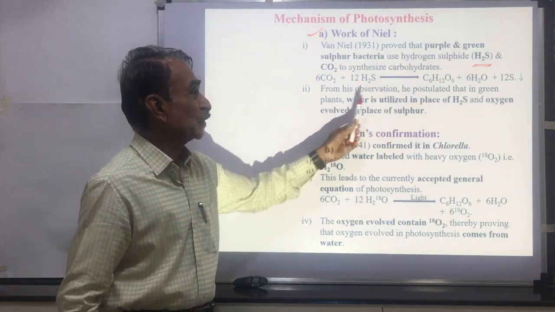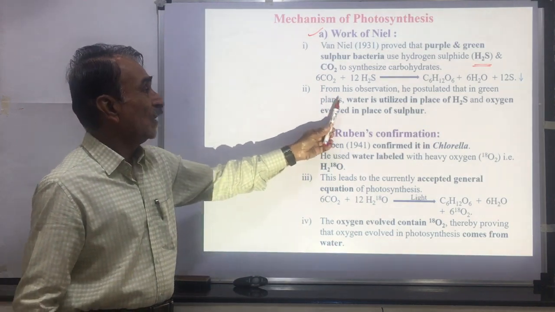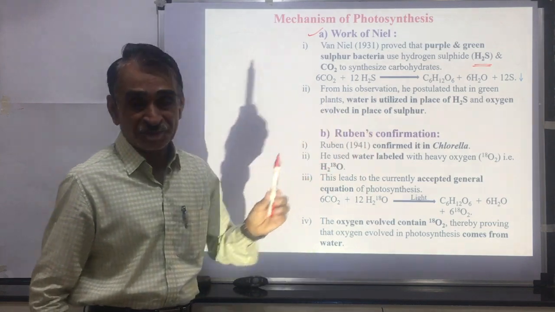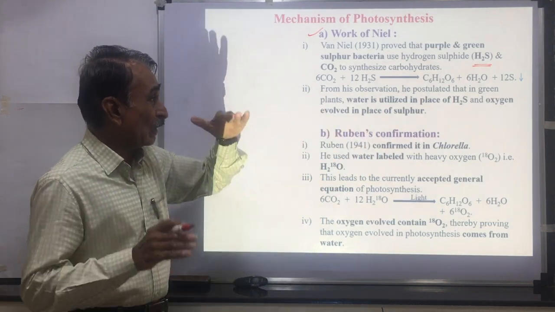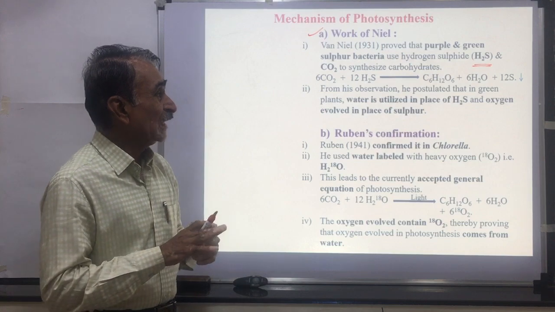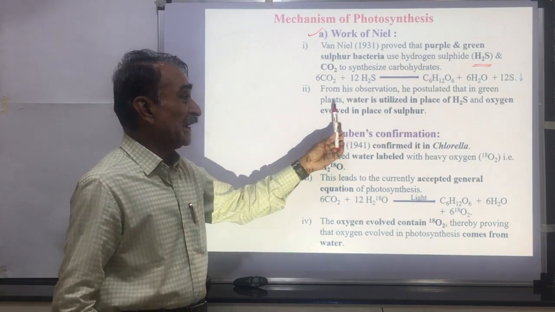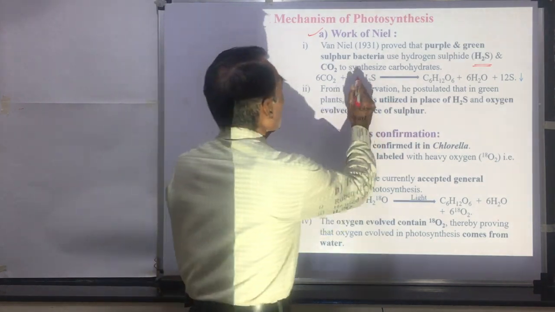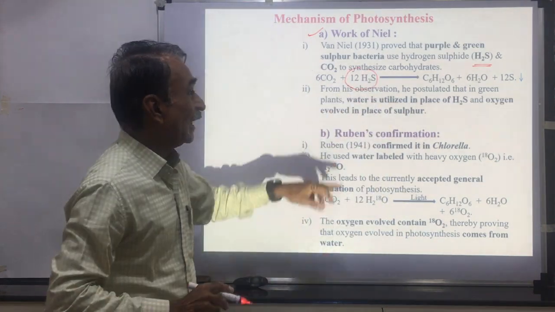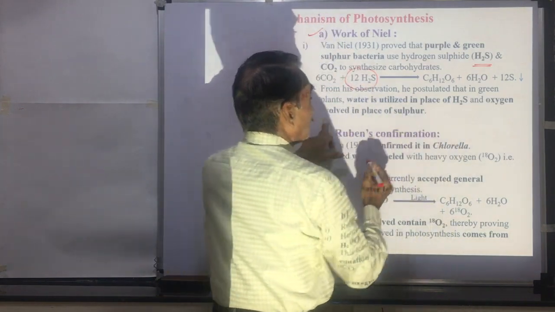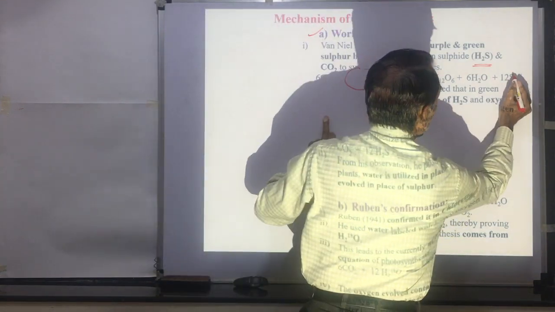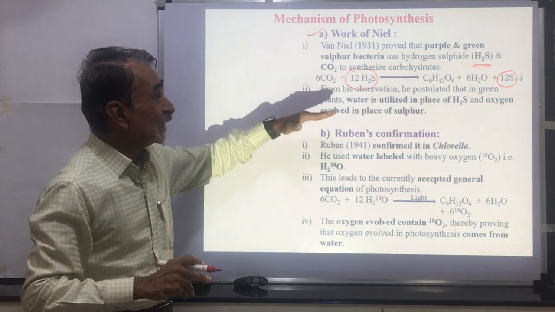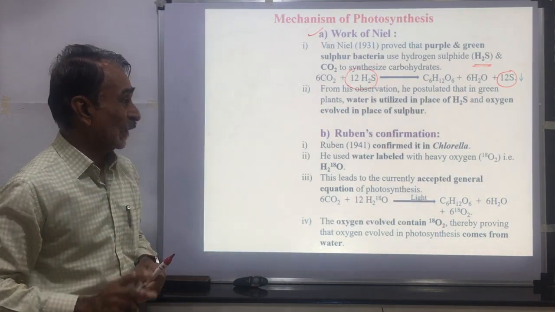From his observation, he postulated that in green plants, water is utilized in place of H2S and oxygen is evolved in place of sulfur. At this place, water is used and oxygen is evolved. This is the work of Van Niel in the year 1931.